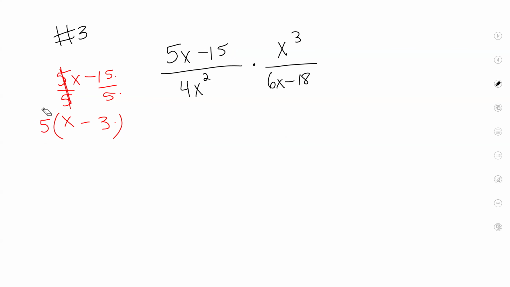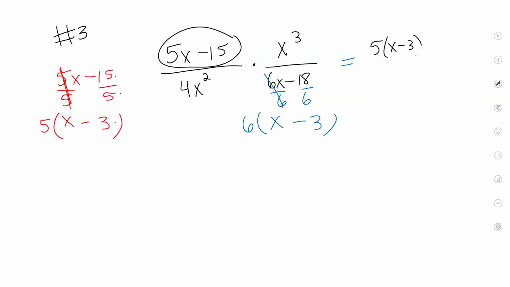Okay, let's do the other one. This one down here. What can these both be divided by? 6. So that means 6 will go outside. What's left over? 3. Good. 18 divided by 6 is 3. So guys, let's rewrite this problem. We wrote this top numerator as 5 times x minus 3. We didn't do anything to these items, so I'm just going to copy them down. And then this denominator, we wrote it as 6 times x minus 3. Once you divide, you'll be able to see what you can cancel out.